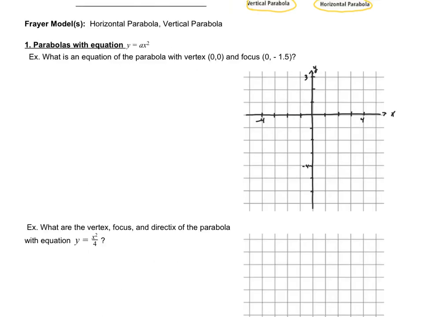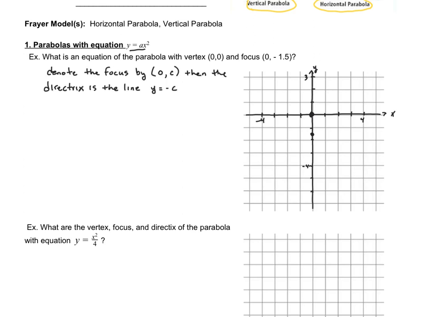Okay, so parabolas with the equation y equals ax squared. We should recognize that as a vertical parabola. It says, what is the equation of the parabola with a vertex of (0, 0) and a focus of (0, -1.5)? So (0, -1.5) is going to be my focus. I will tell you that the focus and the vertex are going to be on the axis of symmetry, and they both lie on the y-axis, so this parabola is going to be vertical.